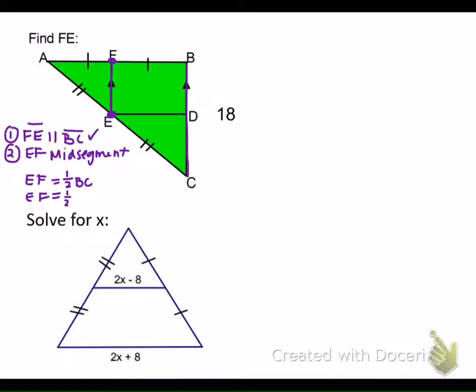So if it's half the length of BC, then what is EF? What's BC's length? 18, so half of 18 is 9. So since we have those pieces, we can do so.